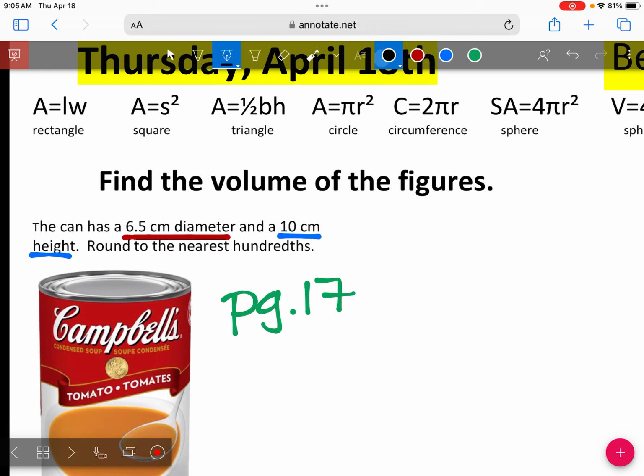Formula is volume is pi r squared h. But did they tell us the radius? What did they give us in the description? The diameter. So how do we find the radius? What do we have to do with that 6.5? Divide by 2. Good. So pick up your calculator.